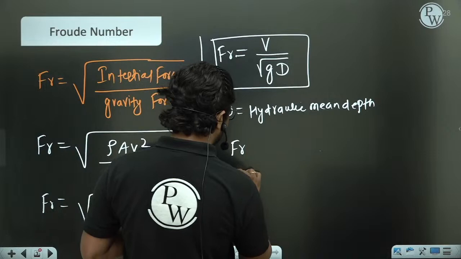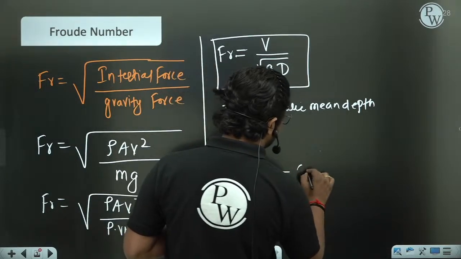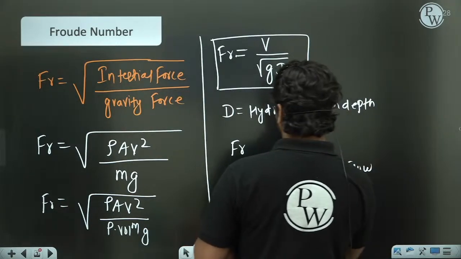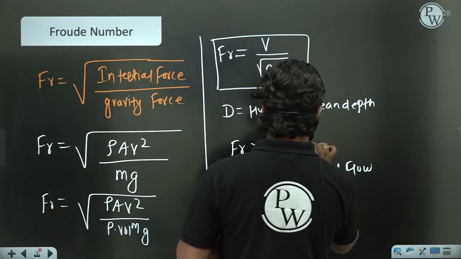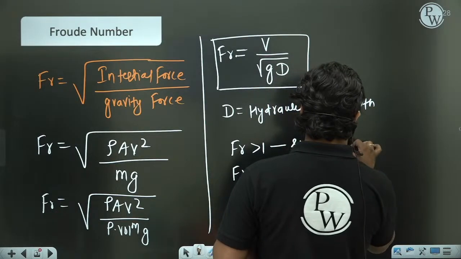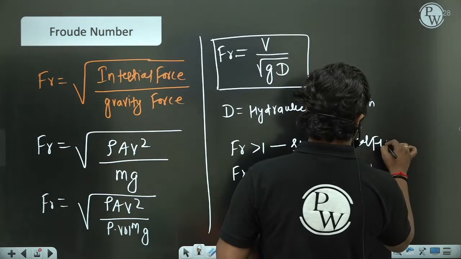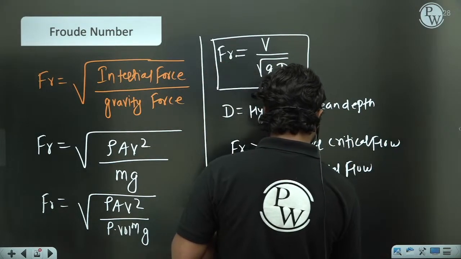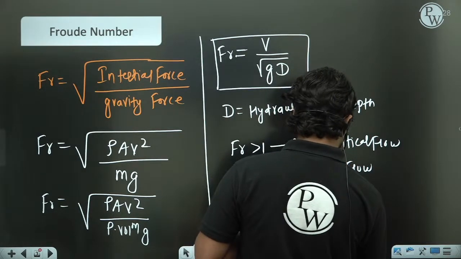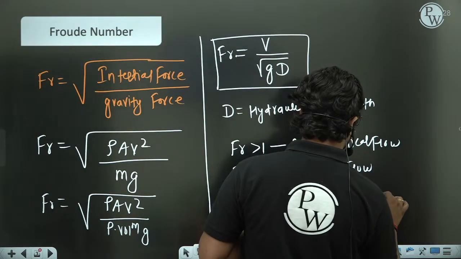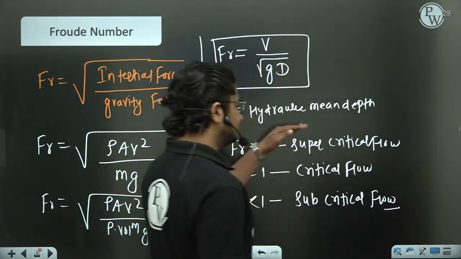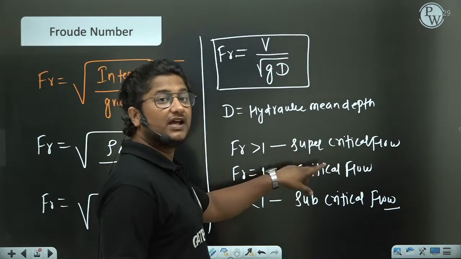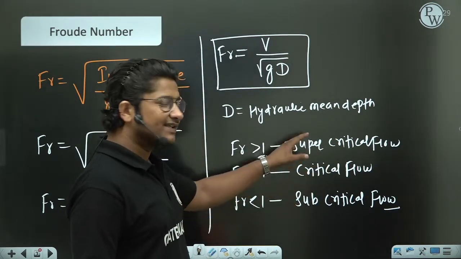Look here. If Froude number is equal to 1, we call it critical flow. If it is greater than 1, we call it supercritical flow. And if it is less than 1, we call it subcritical flow. So based on this Froude number, you can easily classify the flow.